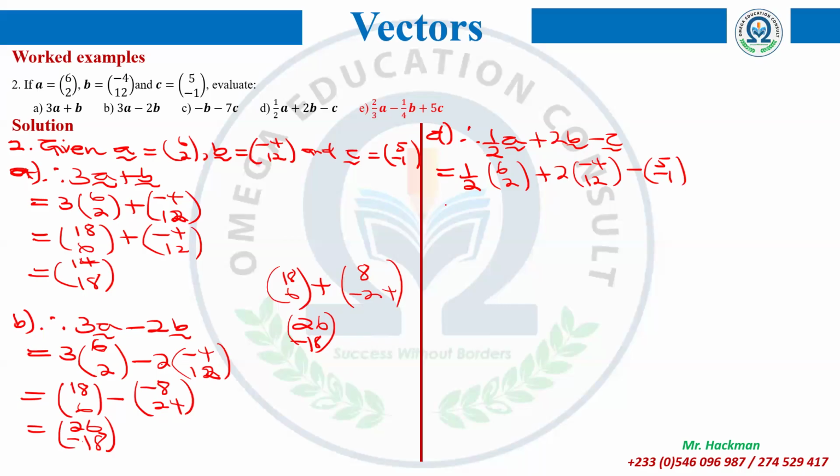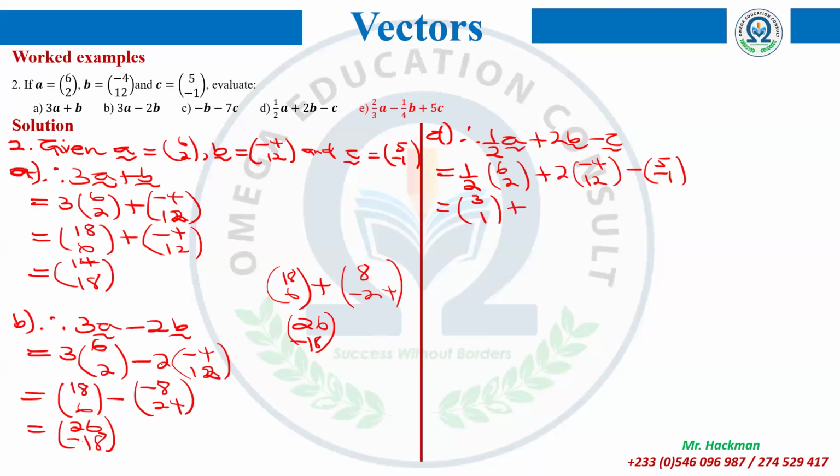So now this is going to give us half times 6, and that will give us 3. It's the same as 6 over 2. So 3. Then half times 2 is the same as 2 over 2, so that will give us 1. Remember, let's work on each vector with the scalar first before we combine. So this will give us plus the sign there.